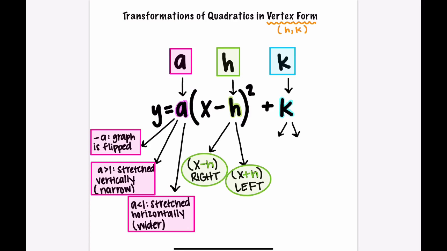Finally, we have the k value, which is much more straightforward. It's pretty simple. If you have a positive k, that means you've moved up. And if you have a negative k, that means that you've moved down.